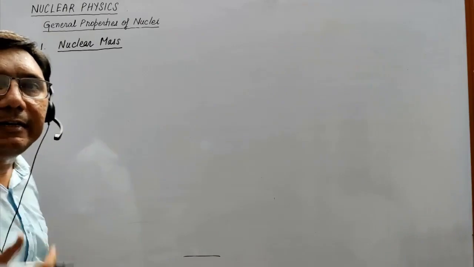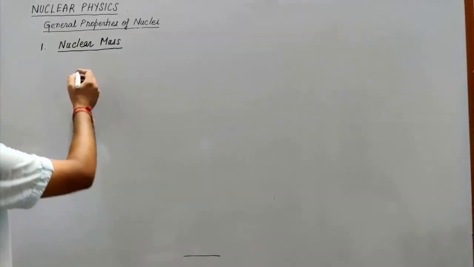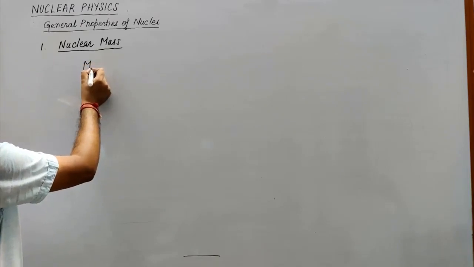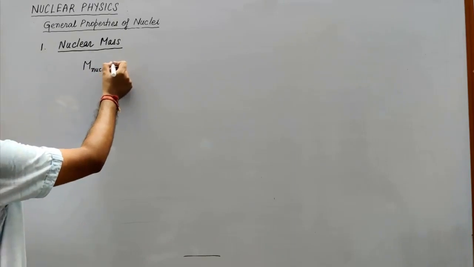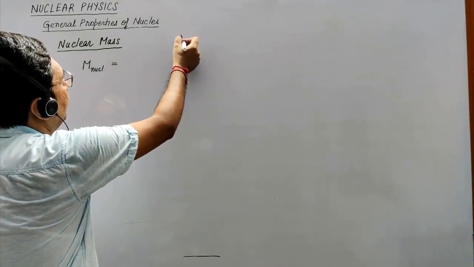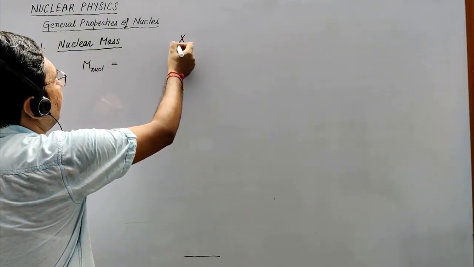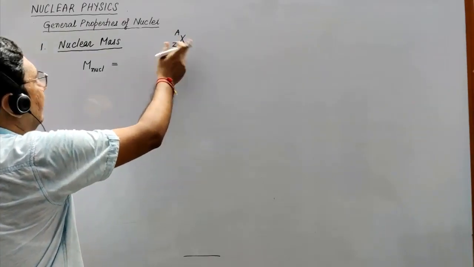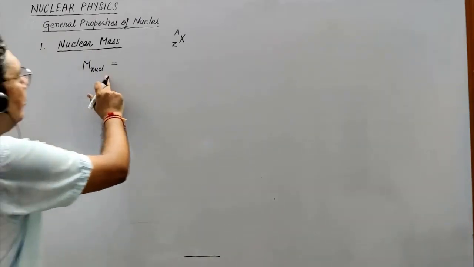And how can we find out this nuclear mass? There is a simple formula for the nuclear mass, m nuclei. So this is the mass of the nuclei. Suppose the nuclei is ZXA. Here I am assuming that the nuclei is ZXA, and we have to write down the mass of this ZXA nuclei. So what will be m nuclei, the mass of the nuclei?